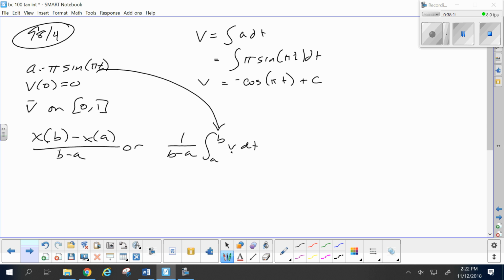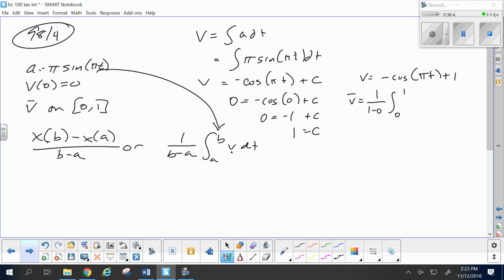Does that check out if I took a derivative? Positive sine pi t times pi? Yes? Do you agree? All right. If I use the initial condition, 0 equals negative cosine of 0 plus c, it seems like c is 1. So, if the velocity is negative cosine of pi t plus 1, then we can find the average velocity by going 1 over 1 minus 0, from 0 to 1, of negative cosine pi t plus 1 dt. Right?